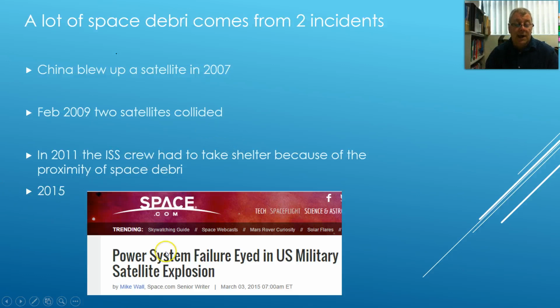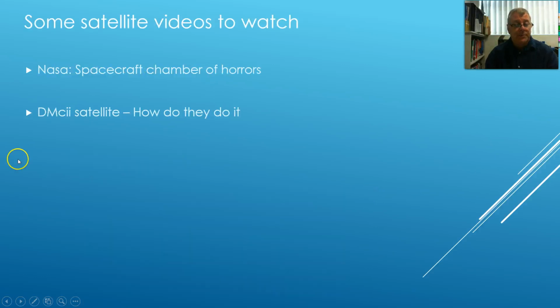And most recently, in March 2015, an old US satellite blew up, most likely due to a power failure, and it didn't make a huge amount of mess because it was a low impact explosion, and so most of the chunks aren't travelling very fast. But it's still a problem. It's all adding to the amount of junk up there.